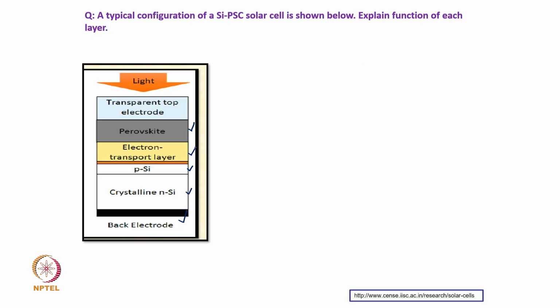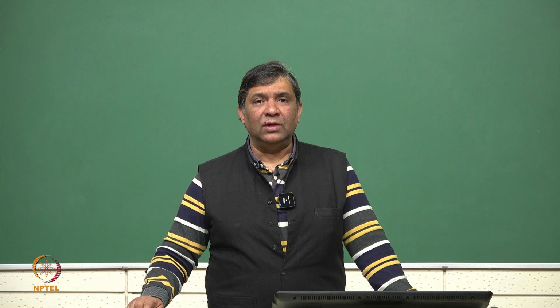and at the top there is a transparent top electrode. So, the hole actually follows the path of the hole transport layer, and then it goes to another transparent top electrode here. So, this also allows light to fall on the perovskite material. So, these are the individual layers which play a role in this silicon PSC tandem solar cell.